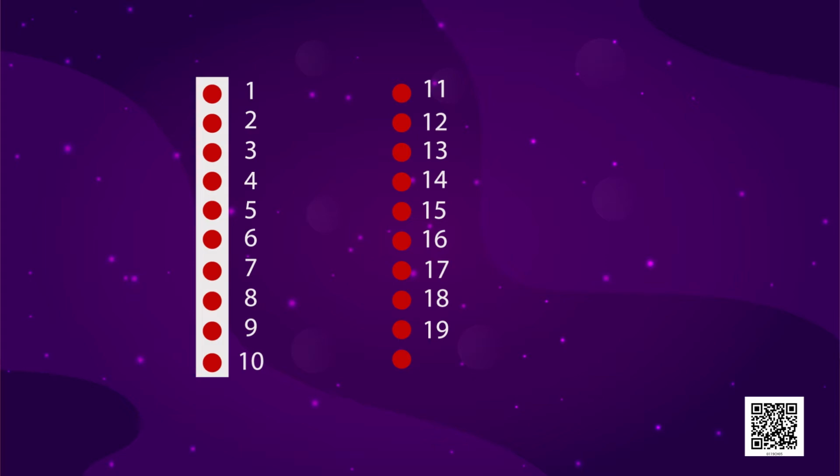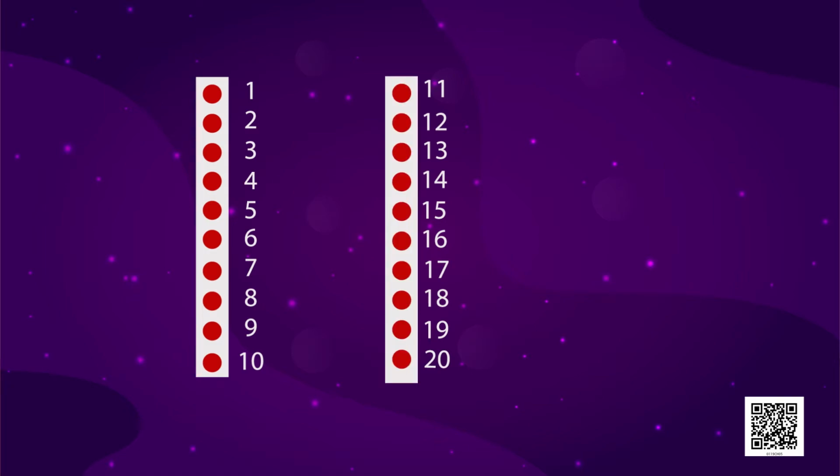10, 11, 12, 13, 14, 15, 16, 17, 18, 19, 20. Oh wow, 20 dots. Now we have two tens. Tens means 10. Two strips of 10 means 20. So 20 dots. Two tens. Wow, we counted 20 dots.